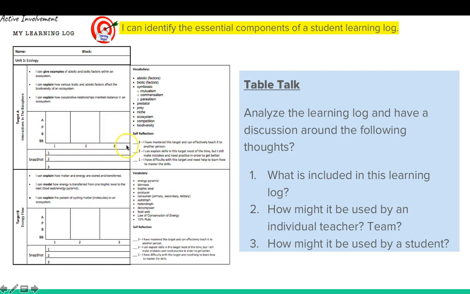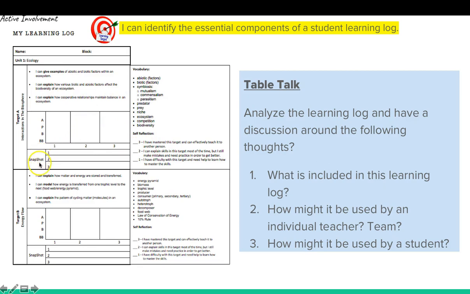That's the student's self-reflection, and this is what the self-reflection means. A 3 means I have mastered this target and can effectively teach it to another person. A 2 is I can explain skills in this target most of the time, but I still make mistakes and need practice in order to get better. And number 1 is I have difficulty with this target and need help to learn how to master the skills. Those are the things that I've noticed on this learning target.